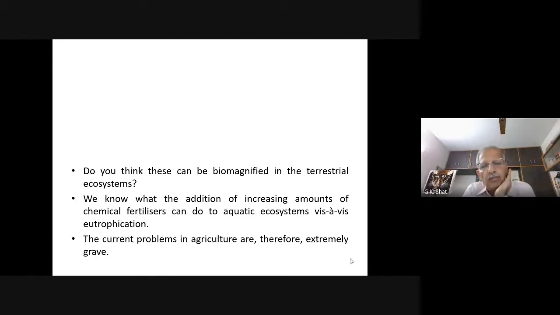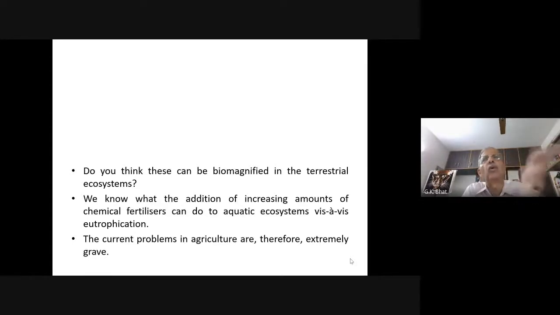The current problem in agriculture are therefore extremely grave. Why? Because we are using extensively chemical fertilizer, and these chemical fertilizer, what happens during rainy season? Whatever chemicals you use in your cropland, whenever it rains, the rain washes away these chemicals which are extra there, which are not absorbed by the plants, into nearby water source.